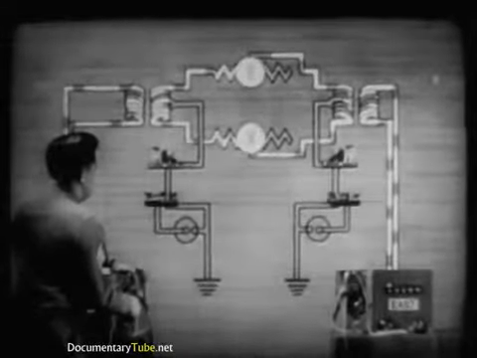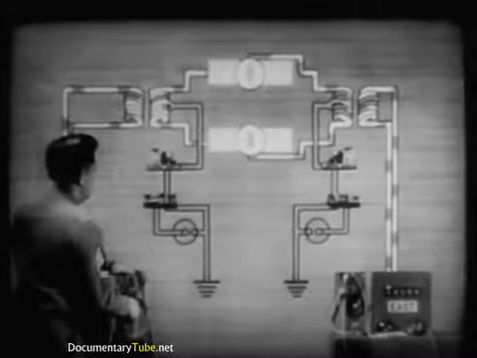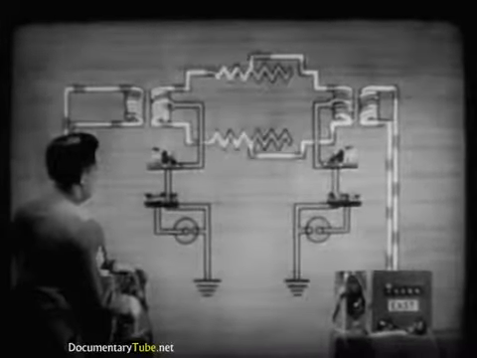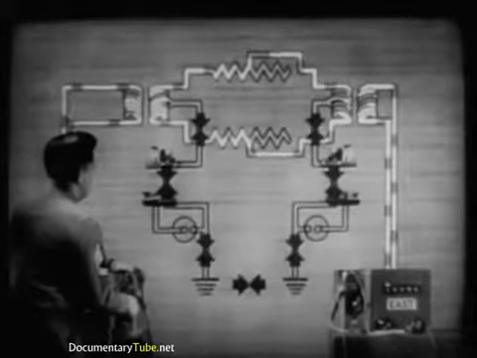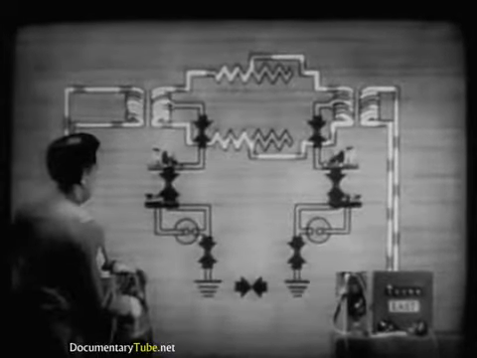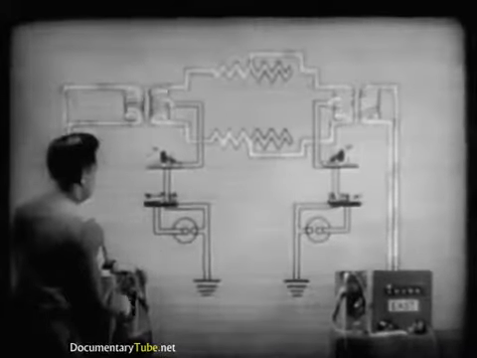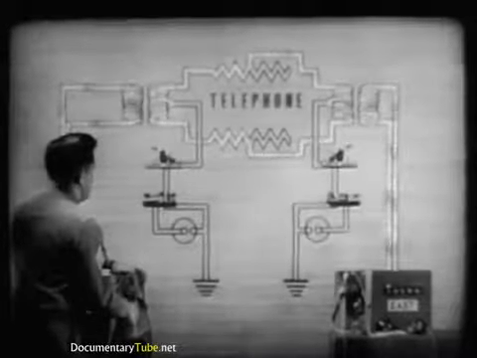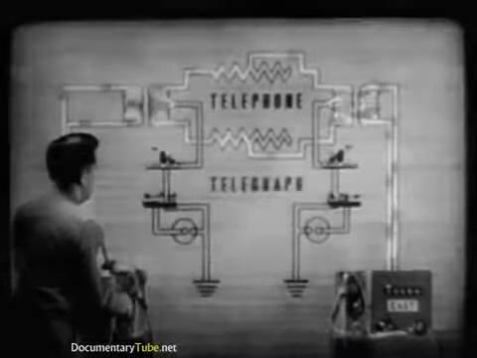Since the resistances of the 2 line wires are equal, 2 equal currents are trying to flow in opposite directions through the telegraph sets. They buck each other and no current flows. Consequently, the telephone circuit doesn't interfere with the telegraph.